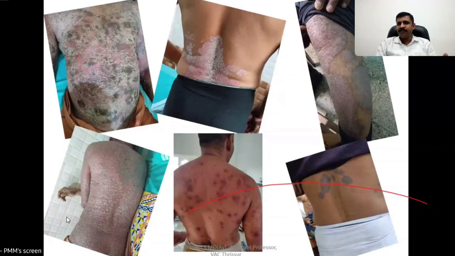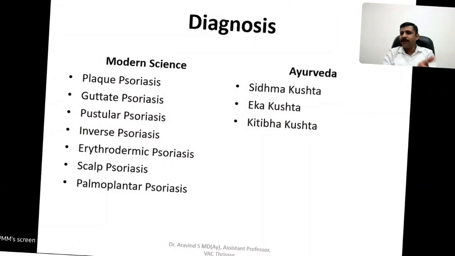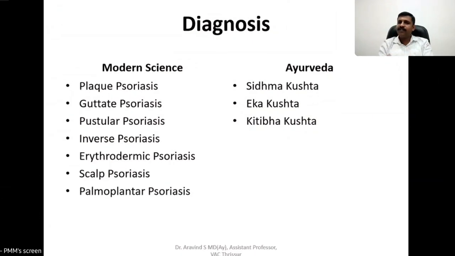So in this present situation, there lies the importance of diagnosing in another way or pattern, which we have studied in our colleges and our basics. Let us try to diagnose in such a way that we can diagnose it through Ayurveda. In modern science we may diagnose in all these ways. When coming to Ayurveda, we diagnose it as Sigma Kushta, Ega Kushta, Kidiva Kushta.